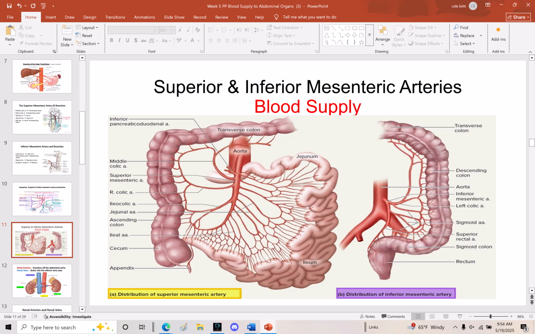Now, up here in the jejunum, you can see you only kind of have one little layer of arcade, maybe two, and the vasa recta are really long. Down here in the ileum, you see how you have multiple arcades in very short spaces. And that's how you can tell the two apart just by looking at them from the outside.